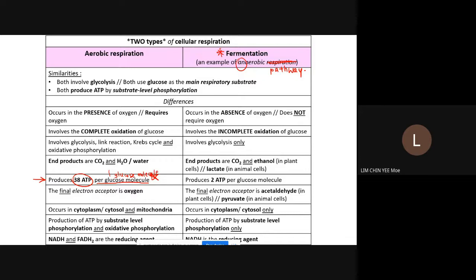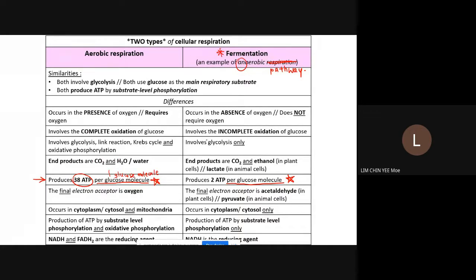Students often get this part wrong because they don't write per glucose molecule. They only say aerobic respiration produces 38 ATP. It's not complete. You have to say 38 ATP for how many glucose. It's only for one, whereas fermentation produces 2 ATP per glucose molecule. Again, you have to emphasize this is only for one glucose molecule breakdown. And the rest: aerobic respiration has products carbon dioxide and water.